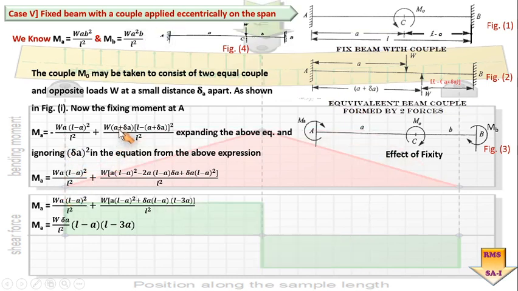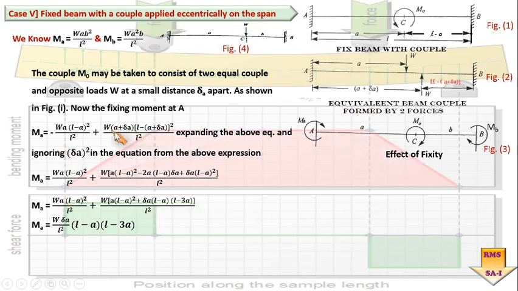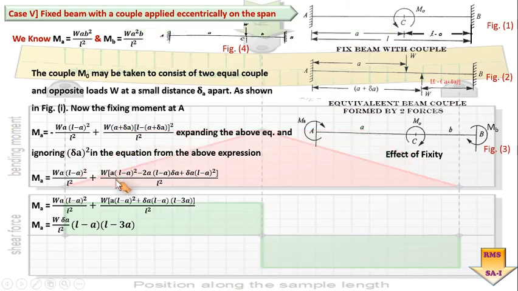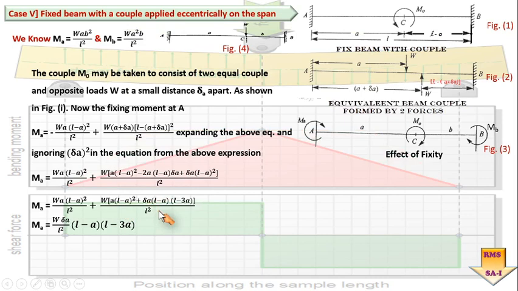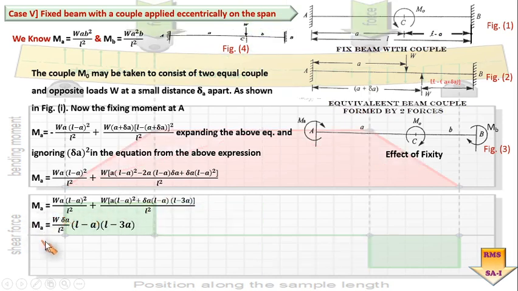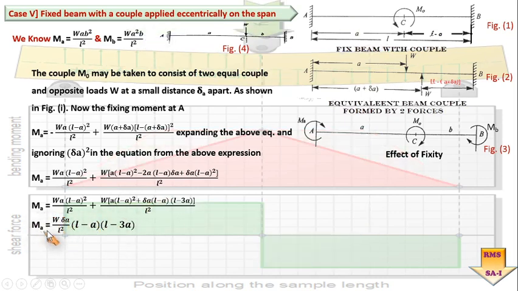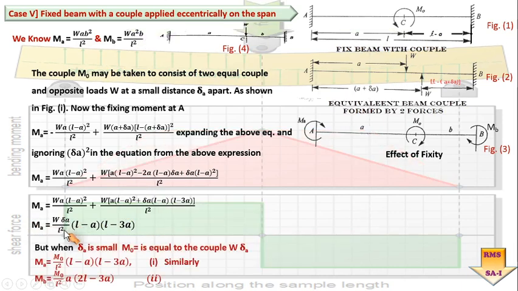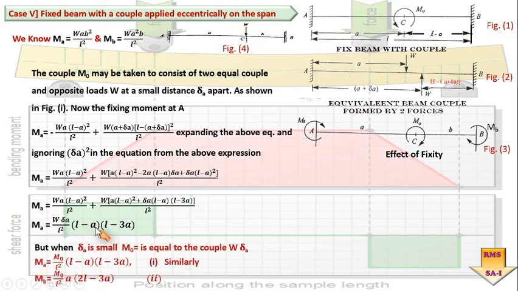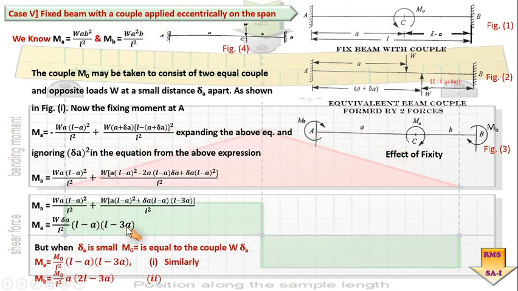So here W, and this particular bracket has been simplified here. Further simplifying, we get this, and ultimately, with more simplification, we get the fixity moment MA equal to W delta A by L squared into the bracket (L minus A) and (L minus 3A).